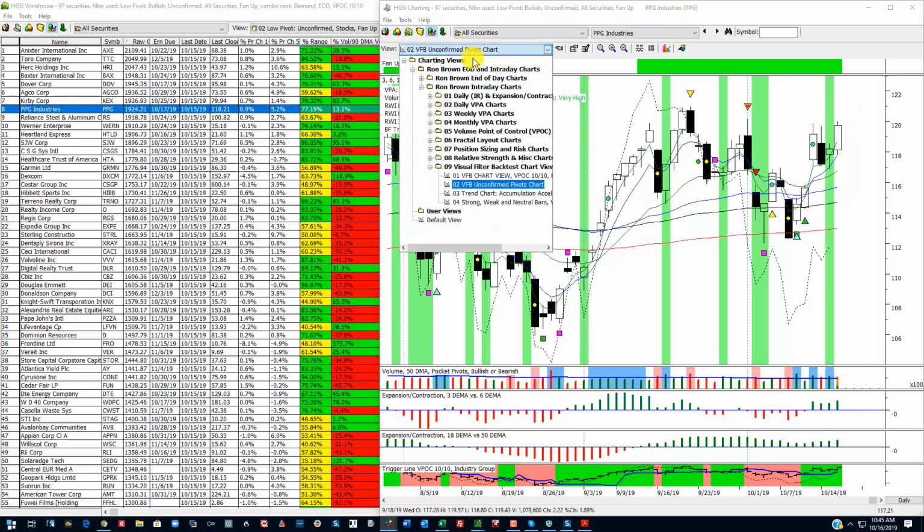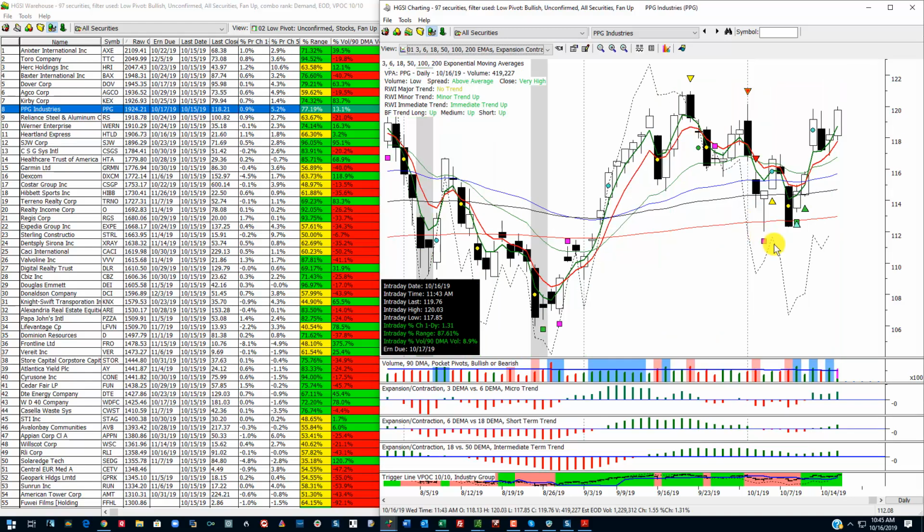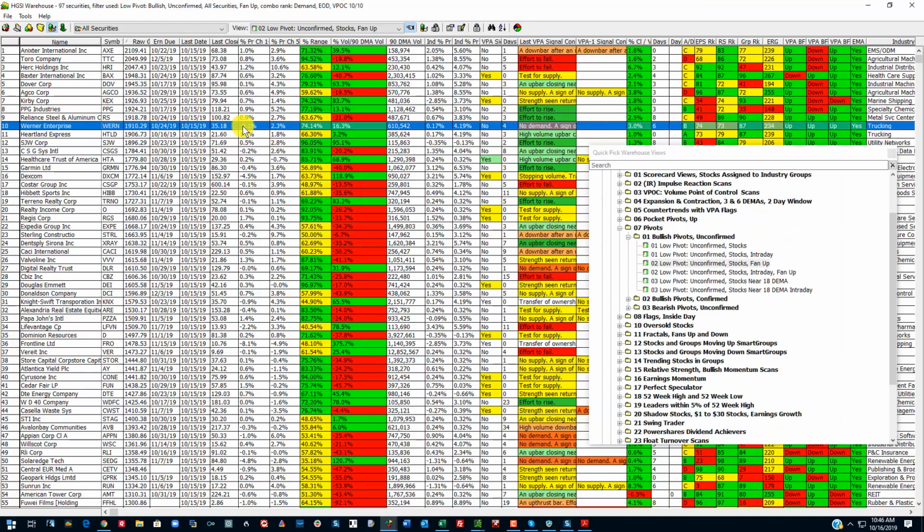So you can look at the VFB charts folder number 9. I look at these enough. I usually just stick with this chart. This technique works pretty well.